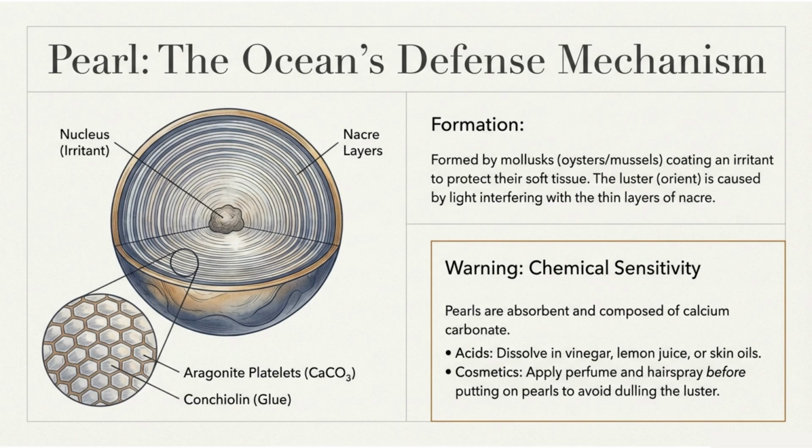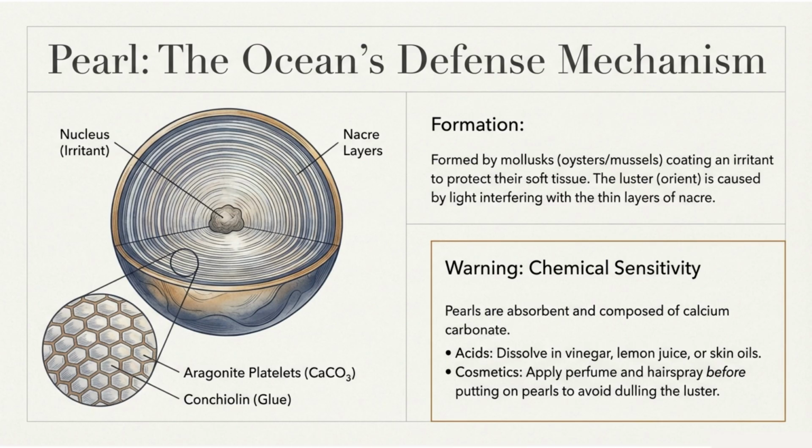First organic gem. Pearl. The ocean's version of a security system that accidentally became luxury jewelry. Formation. Pearls are formed by mollusks, oysters, mussels, when an irritant, like a parasite or bit of shell, gets inside their soft tissue. To protect themselves, they coat the irritant with layer after layer of nacre, also called mother of pearl. Structure diagram on the slide.